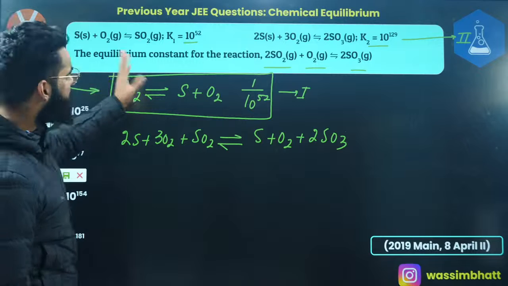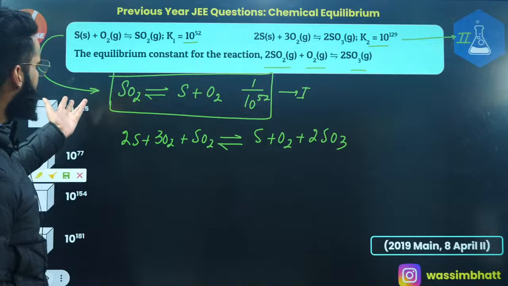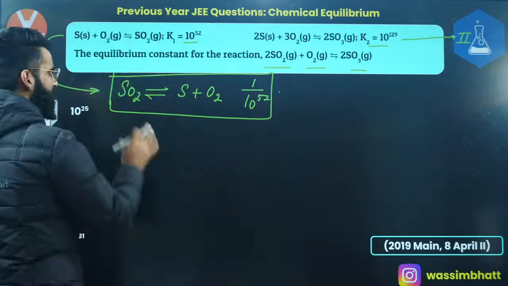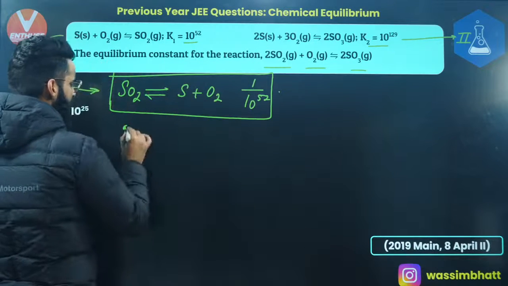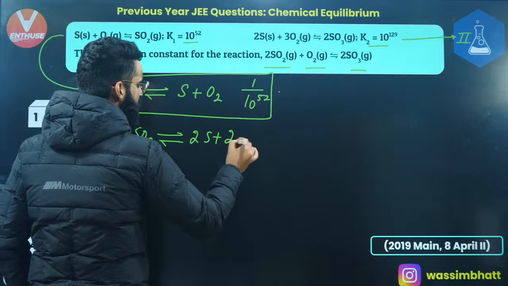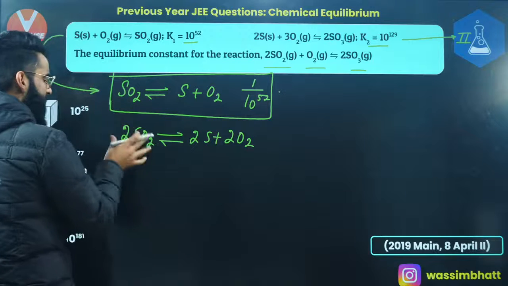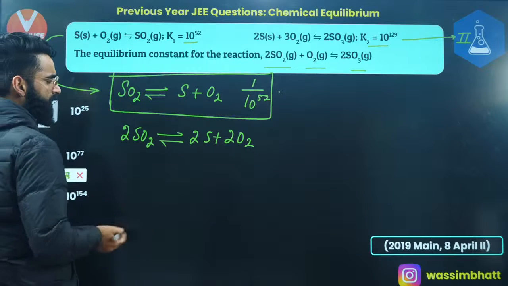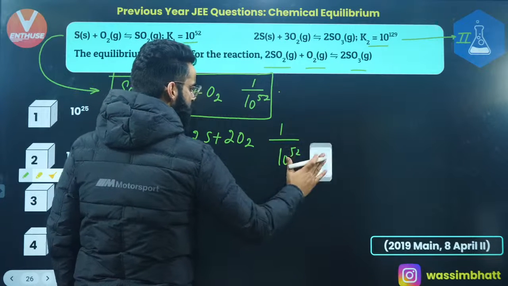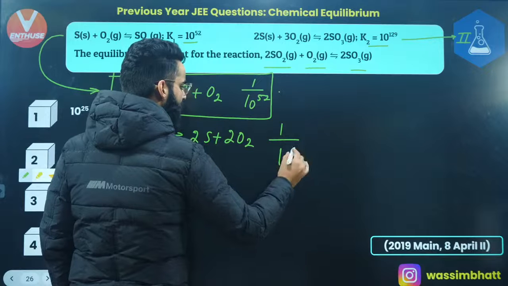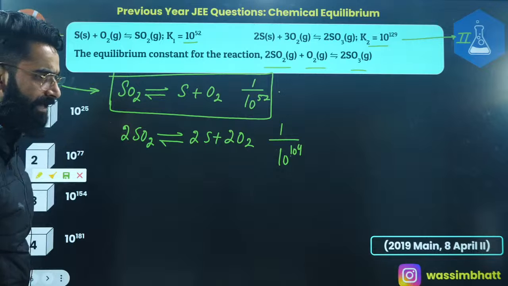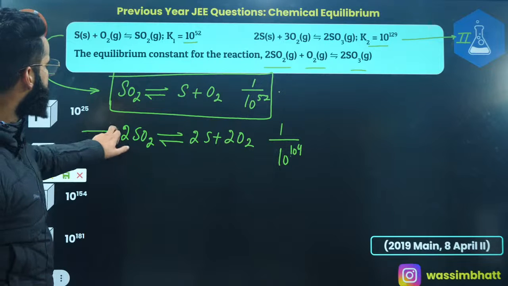I just reverse the reaction, or we could have done one more thing, right? Just a second. On reversing this reaction, after that, I can multiply this reaction by 2. If I multiply this reaction by 2, it becomes 2 times SO2 gives 2 times sulfur plus 2 times O2. And on multiplying the reaction by some number, that number goes to the power of equilibrium constant, right? So it becomes 1 divided by 10 raised power 52, whole raised power 2. So it's going to be 1 divided by 10 raised power 104, correct? Yes, as simple as that. So you got the equilibrium constant for this reaction.